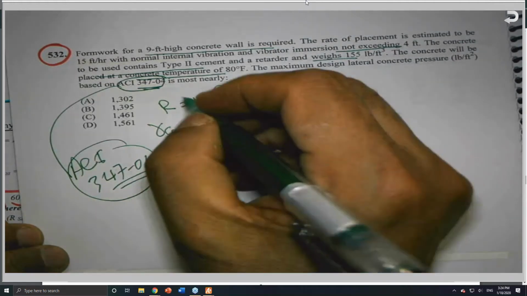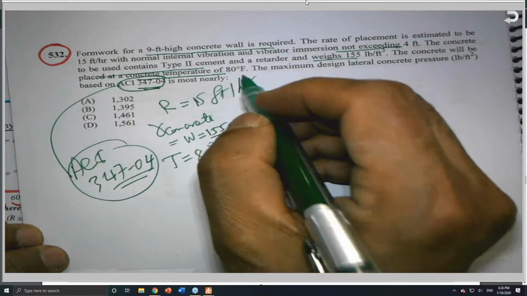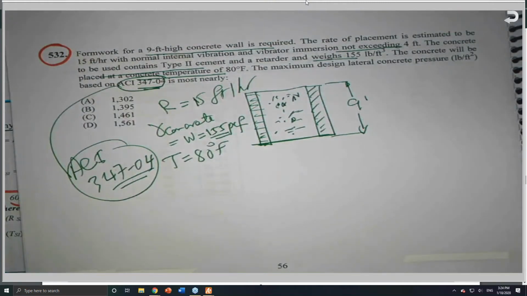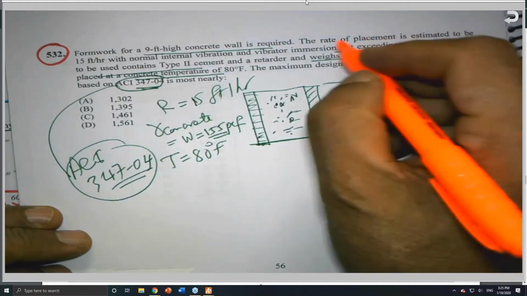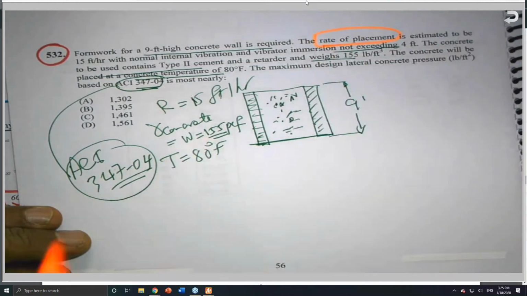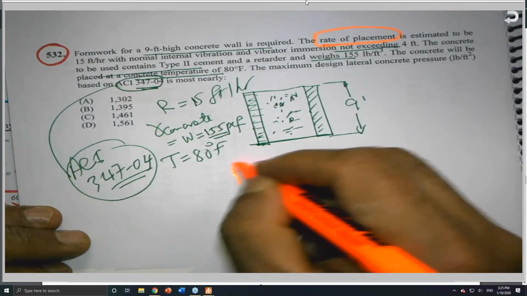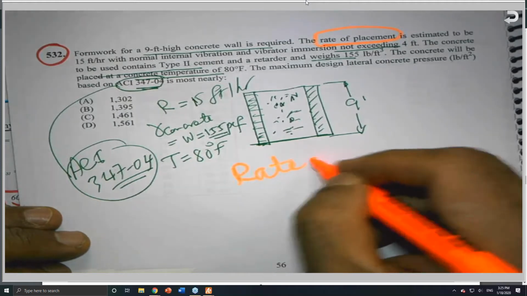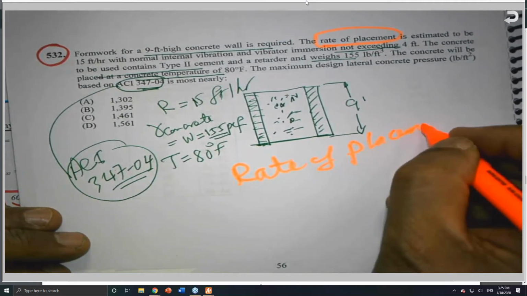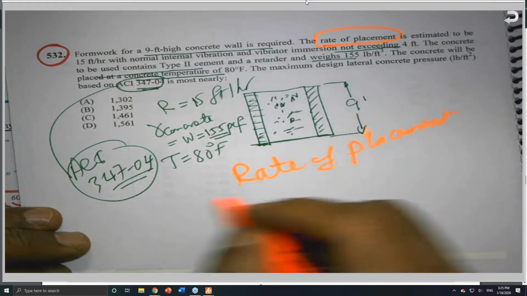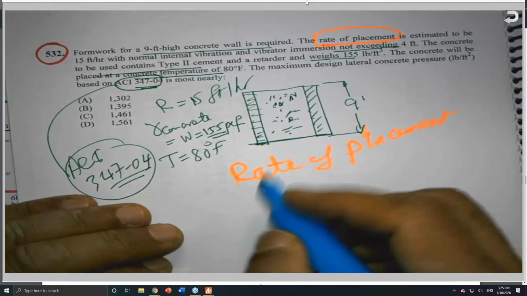So based on the R, which is the rate of the placement, and the R is very important. What does it mean, R? The rate of placement. There are two rates: something is called rate of placement and rate of delivery.